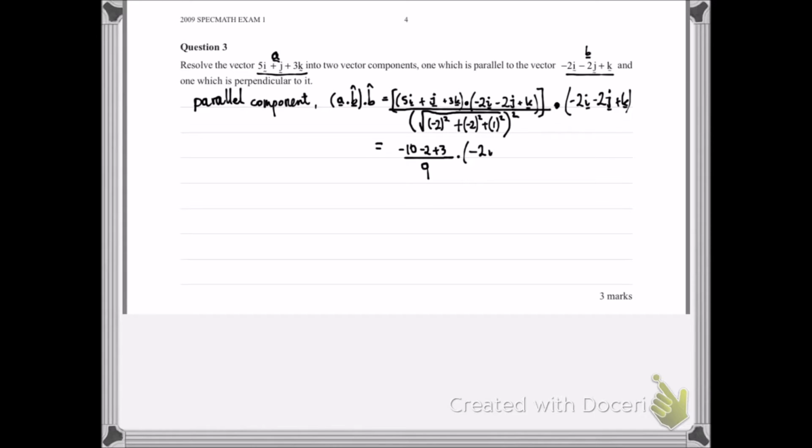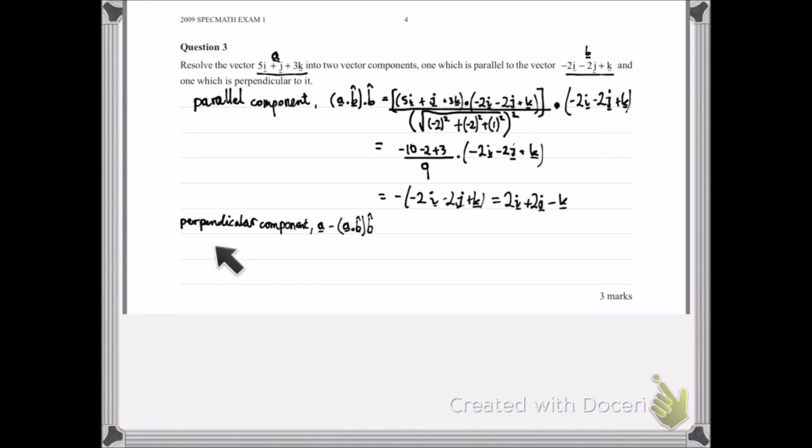Simplifying that, there's the dot product. We go the 5 times the negative 2, plus the 1 times the negative 2, plus the 3 times the 1. And we get our numerator there. This becomes a scalar, which is just negative 1, and we multiply the negative 1. And this vector there is parallel to our b vector.